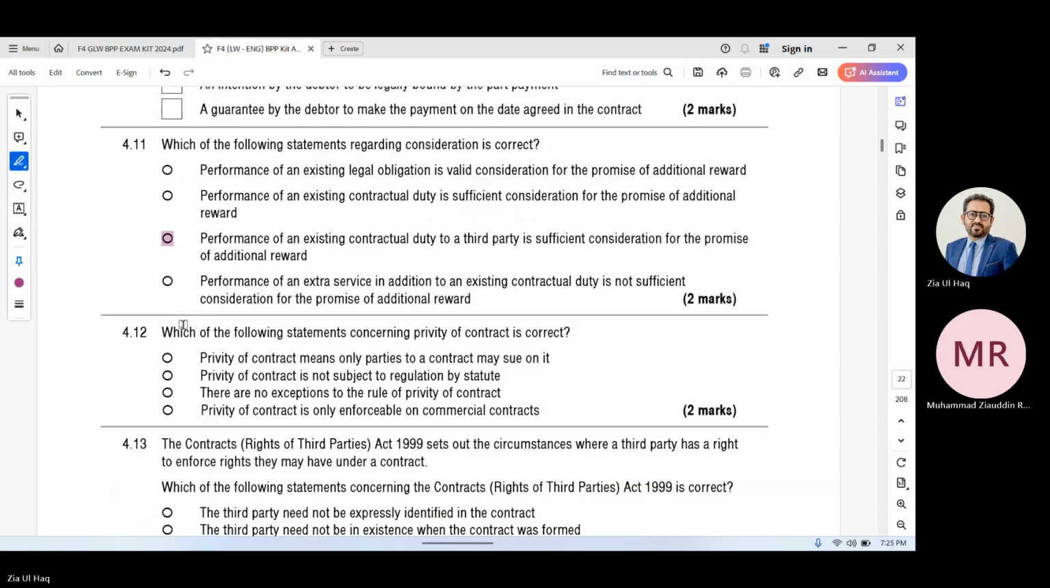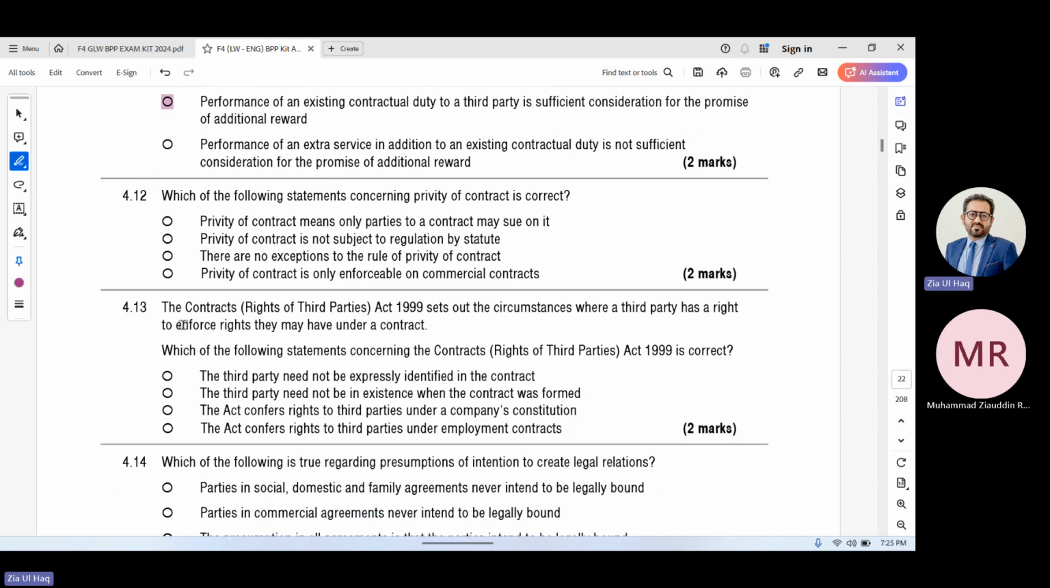4.12. Which of the following statements concerning privity of contract is correct? Privity of contract means only parties to a contract may sue on it. Yes, this is the statement. Privity of contract is not subject to regulation by statute. No, it is subject to regulation. Parties can sue each other according to law. There are no exceptions to the rule of privity of contract. Now, there is an exception: a third party can claim if the contract is for their benefit. Privity of contract is only enforceable on commercial contracts. No, not only commercial.